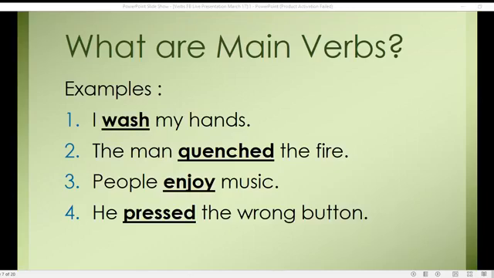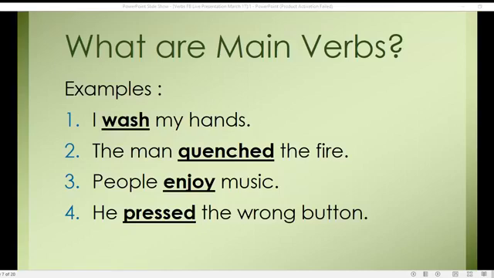The next one we have is the man quenched the fire, or turned off the fire. The man is the one who performs the action, while quenched is the main verb or action word. Then we have people enjoy music. As you can see, people is the subject and enjoy is the main verb or the action word. And he pressed the wrong button. So as you can see, it may depend on the structure of the sentence if it has been done or it had been done.